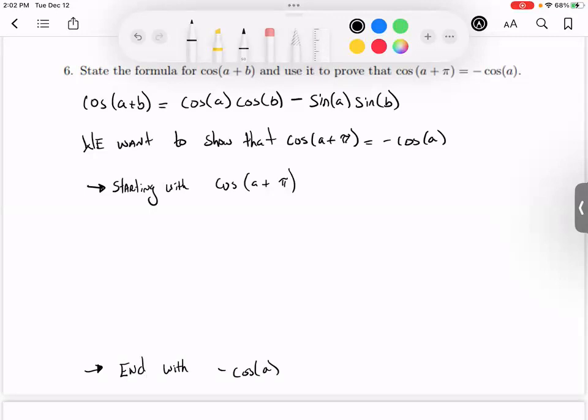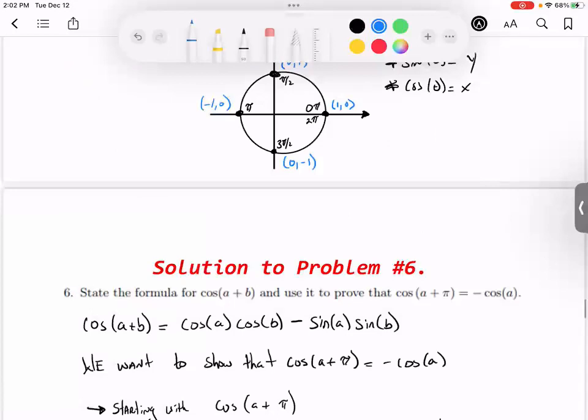So this is how it works. By your sum formula for cosine, if I expand this, cosine of A plus pi, you have cosine of A times cosine of pi. So the pi is replacing the B. Minus sine of A times sine of pi. Now, what I know is that cosine of pi and sine of pi, I can evaluate from the unit circle. At pi, you have the coordinates negative 1, 0. Cosine of theta is always equal to x. So cosine of pi is negative 1.